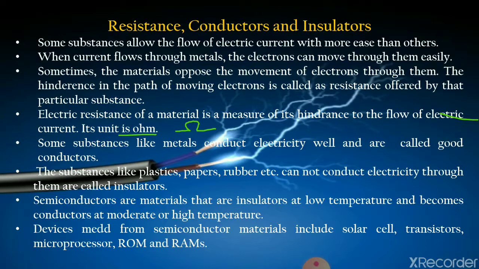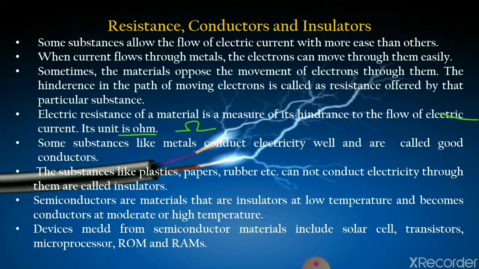So they offer very less resistance to the flow of electric current. Means these materials have very little hindrance or obstacle in the way of movement of electrons. Means they are offering very less resistance to the flow of electric current. Okay, so some materials have very less resistance, such as silver. That is why silver is a good conductor of electricity. Okay, but not all metals are good conductors.